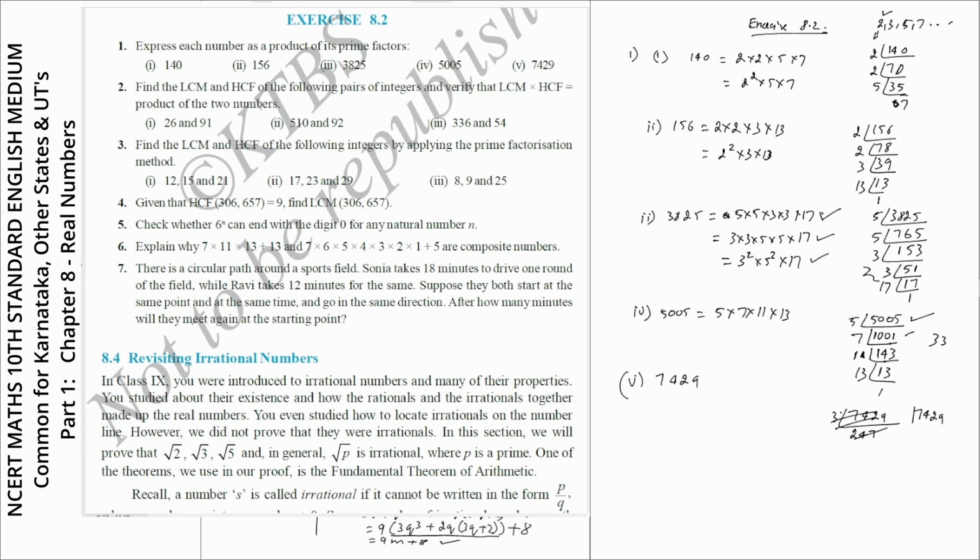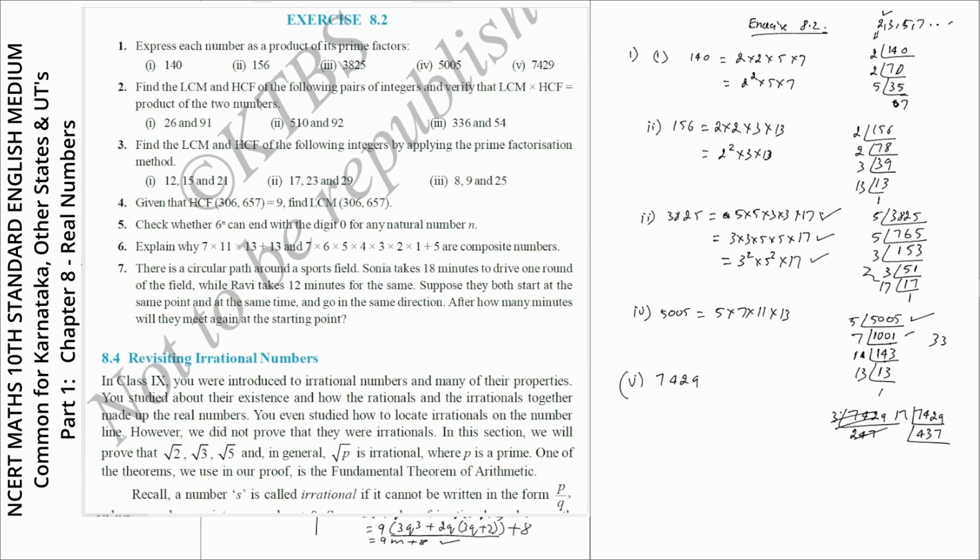It is not divisible by 7 also. 7429 is divisible by 17. 17 into 4, 17 fours are 68, so 6 is remaining. Then 17 into 3 and 17 into 7, so it's divisible by 17.